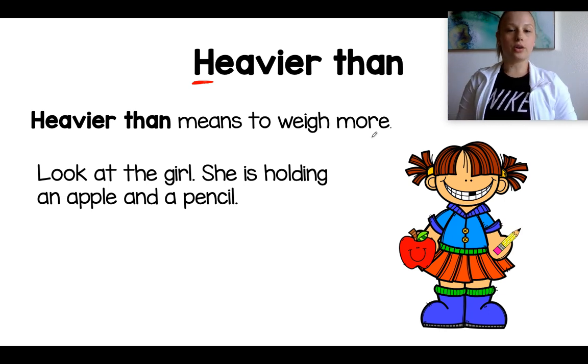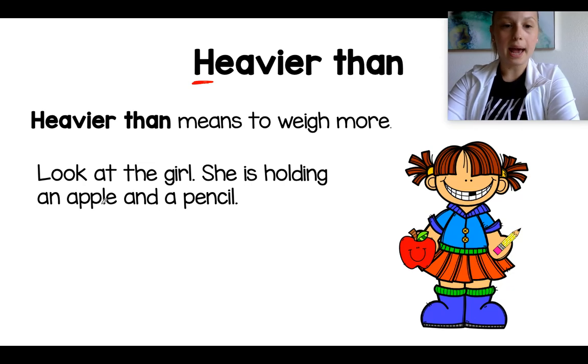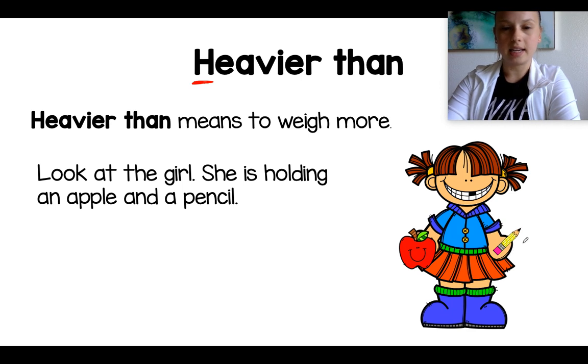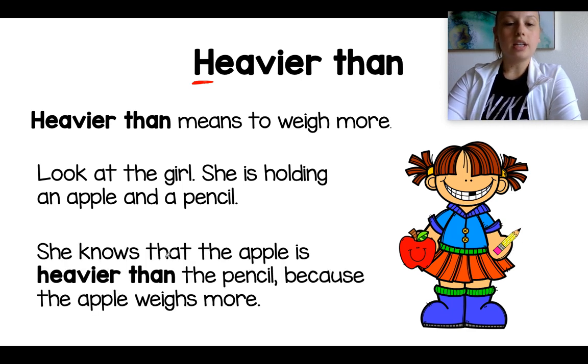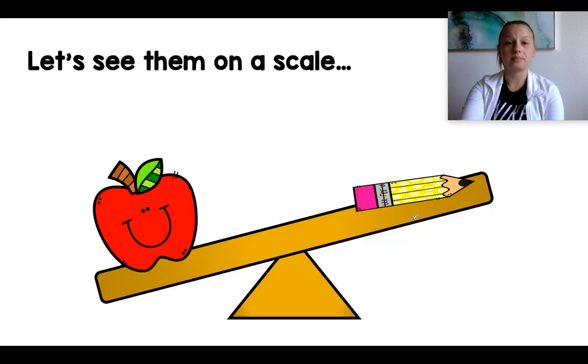Look at the girl. There's the girl here. She is holding an apple and a pencil. So she has an apple in this hand and a pencil in this hand. She knows that the apple is heavier than the pencil because the apple weighs more. So the apple weighs more than the pencil. So the apple is heavier. Can you say heavier? Good.